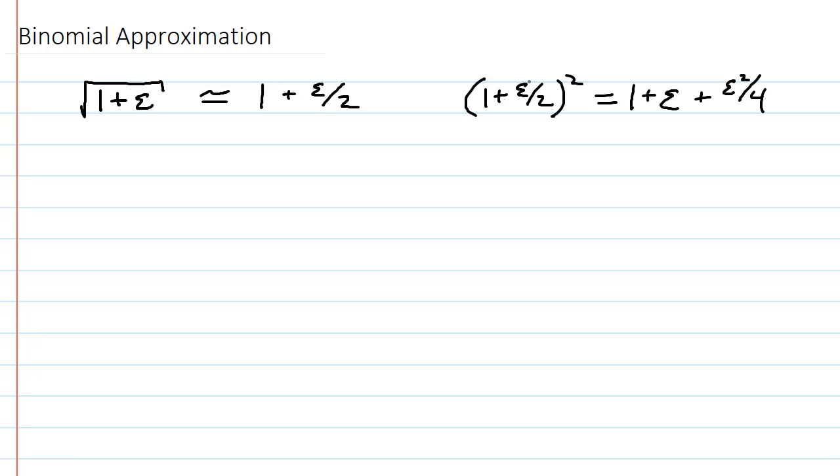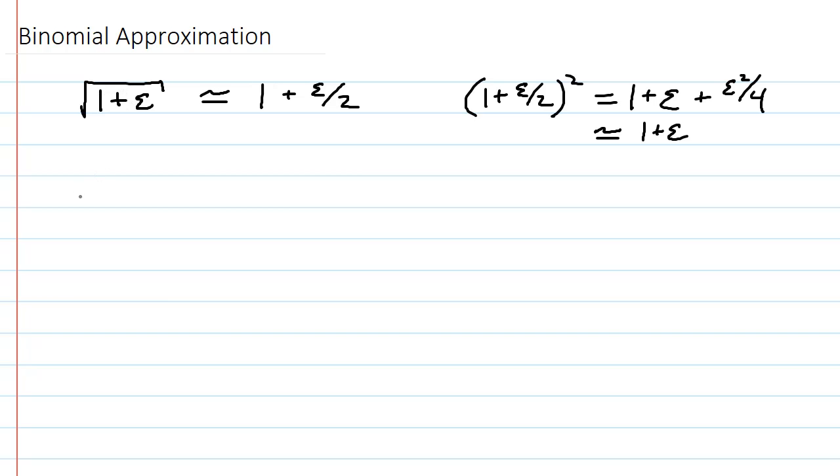But remember that epsilon's tiny. So when you square it, you get an even tinier number. And so indeed, this is approximately just 1 plus epsilon. And that proves that this is a valid approximation. So this lets you calculate square roots of things very close to 1.